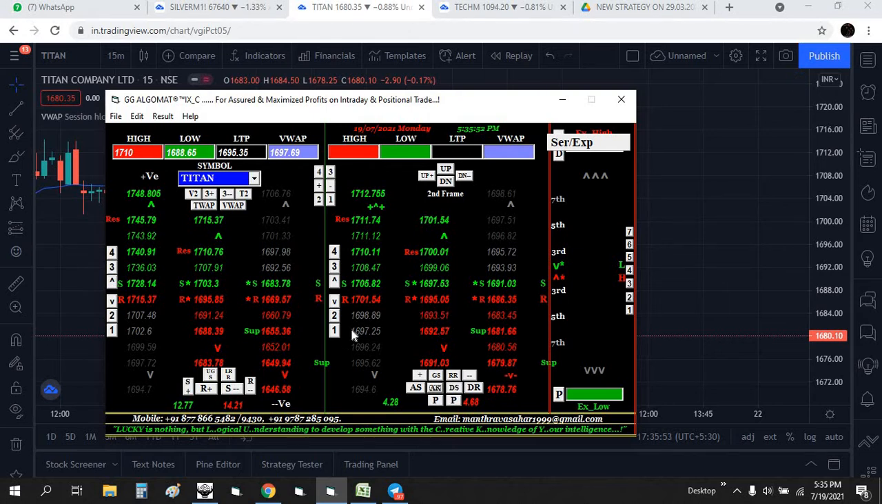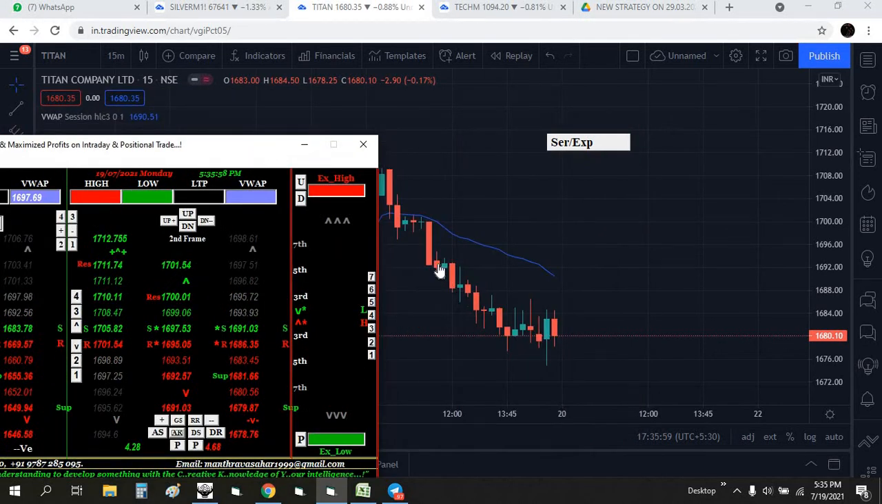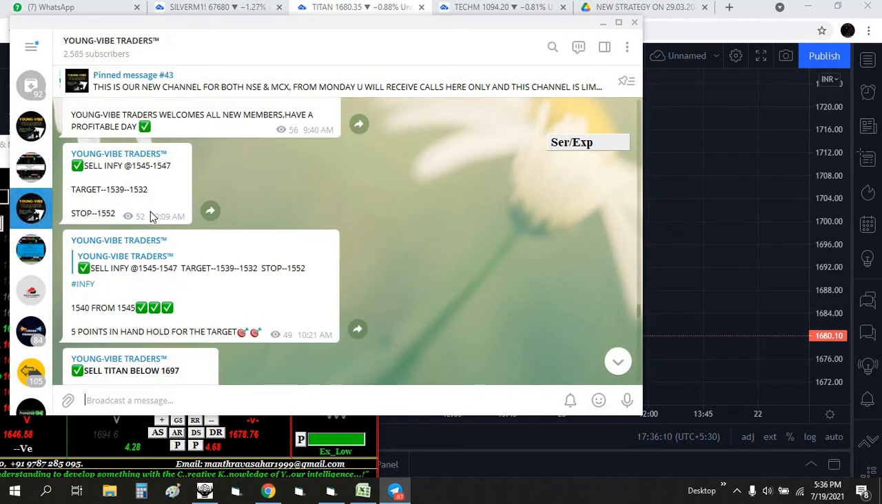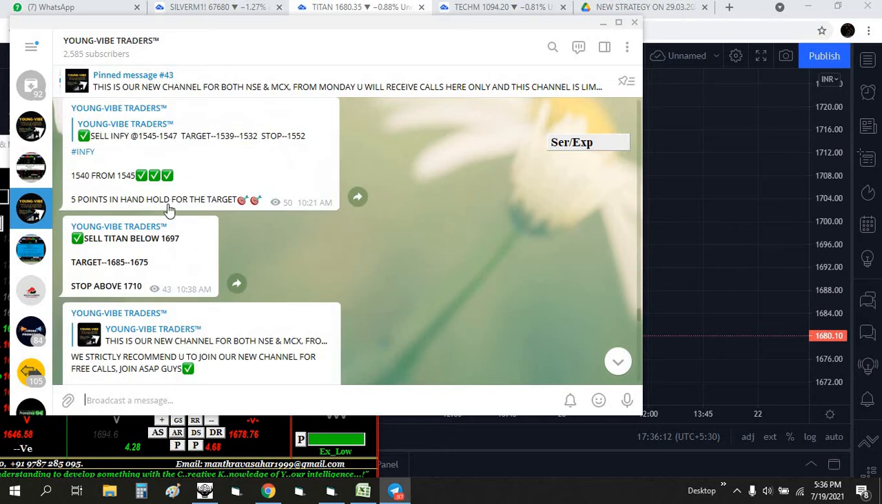Whenever you are taking entry here or in this area, your first target will be this, right? 1681, your target was done. It made low around 1674.90, I think, right? So our first target and second target both were done. Titan call I have given here, in the free group. See here, sell Titan below 1697, target 1685 and 1675. So both targets were done, right?